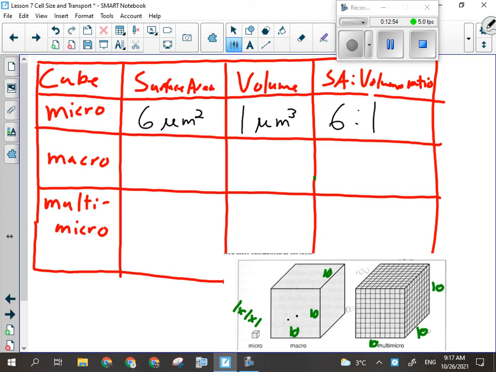All right, now we're going to look at macro. Macro is also a single-celled organism, but it is 10 times larger on each dimension than micro. So its surface area is going to be 10 times 10 times 6, which is 600 square micrometers. And its volume is 10 times 10 times 10, which is 1,000 cubic micrometers.